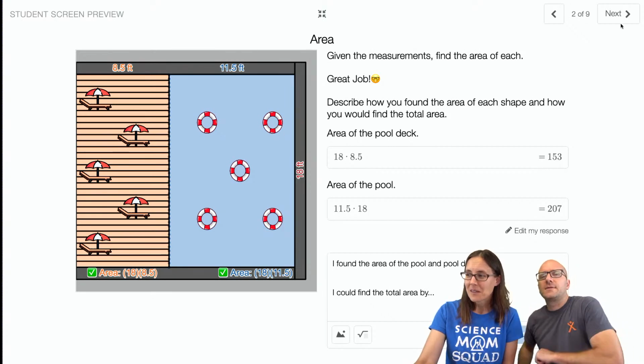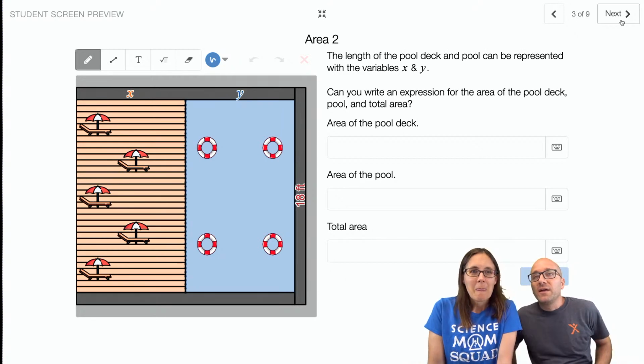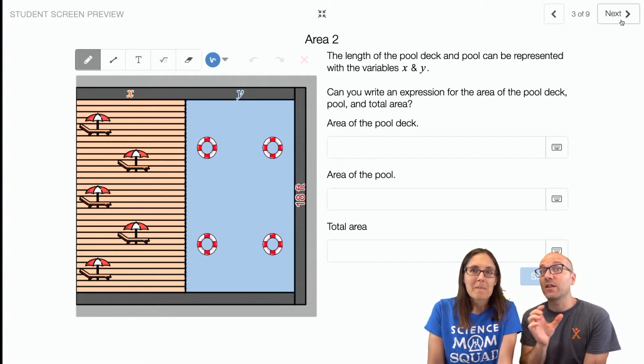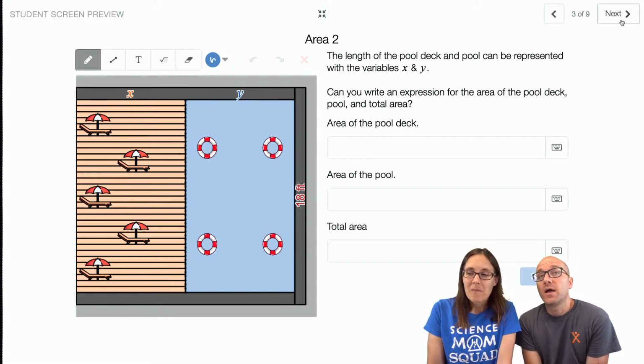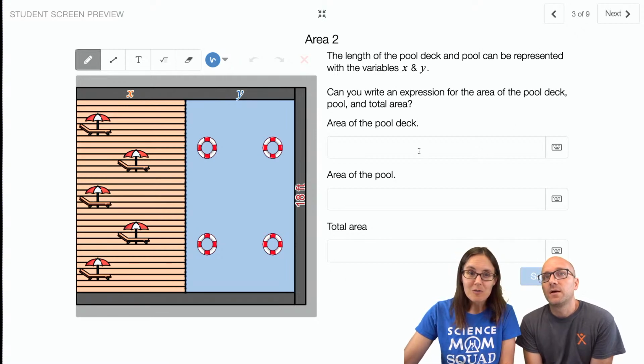All right, next screen. On this one, it's different because we're given x and y as the widths of the deck and the pool separately. So how would we get the area of the deck on this problem? X times 18? Yes, you can indeed. And good question from Gamerboy.